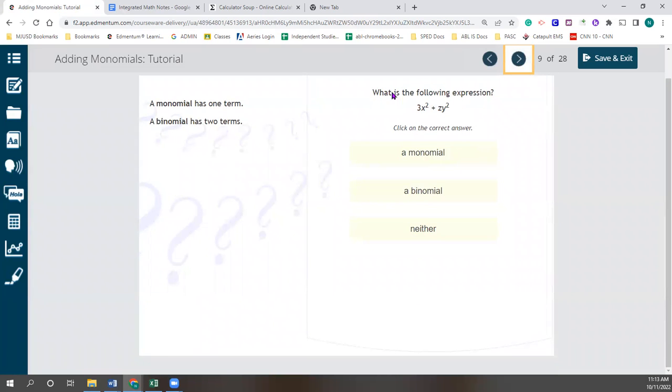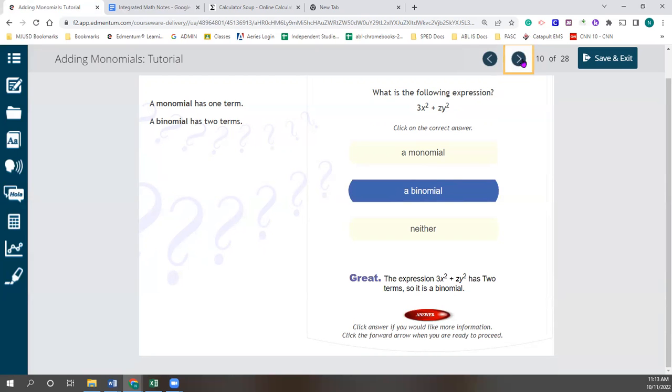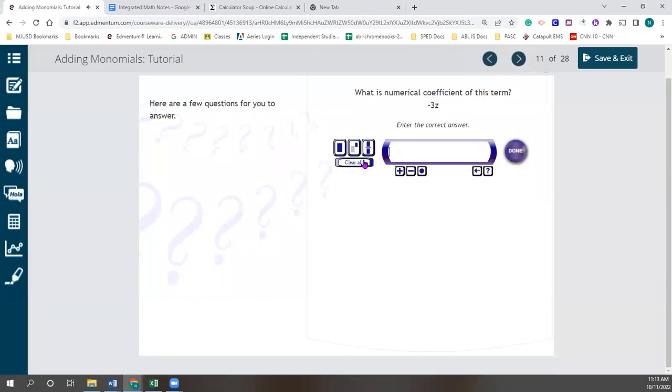Okay. What is the following expression? 3x squared plus zy squared. It is a binomial. There are two terms. I think I clicked on it. There we go. Here are a few questions for you to answer.